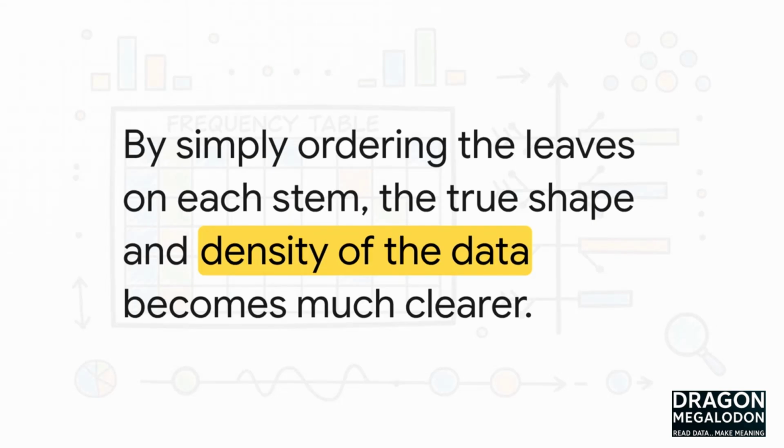But here's where the real magic happens. With one tiny extra step, you just order the leaves on each stem. So look at that 3 stem now. 0, 5, 5, 6, 8. All of a sudden, the shape of the data, the density, it all becomes so much clearer. It's amazing how powerful that one little act of tidying up can be.